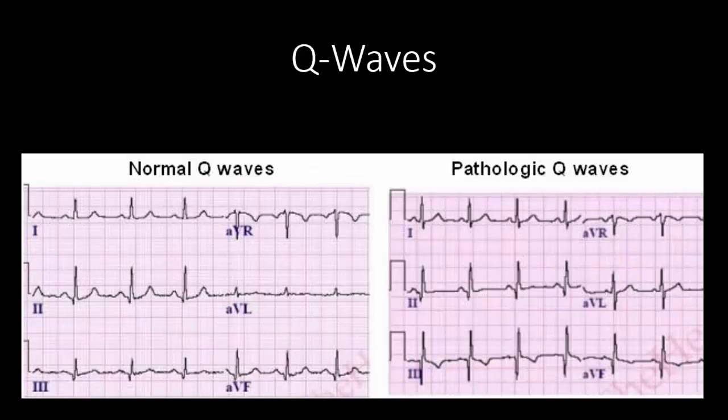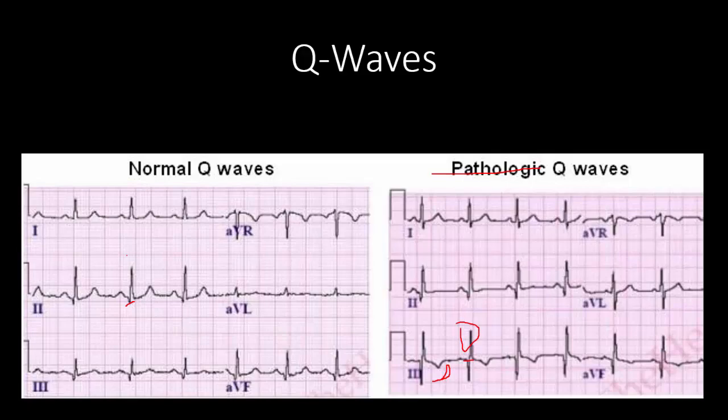This is just a comparative graphic here of a normal Q wave and a pathologic Q wave. So your normal Q wave, we notice, is very small. It's nowhere near one-third the height of the R wave. Here, you see the development of the Q wave that is at least one-third the height of the R wave.